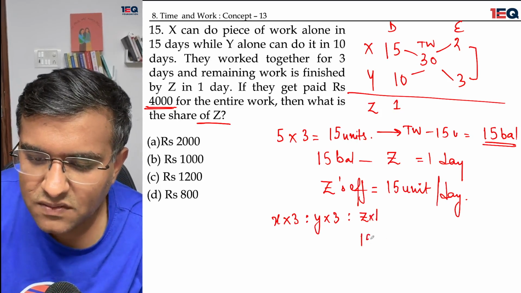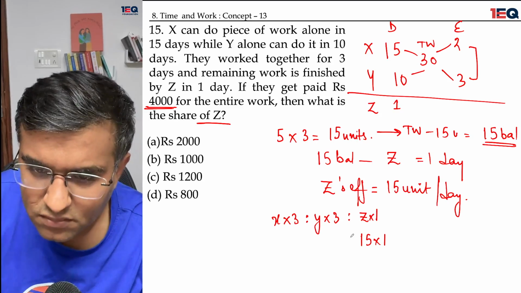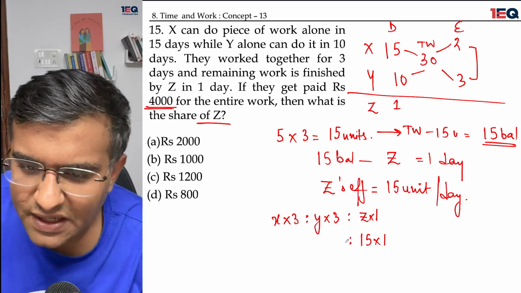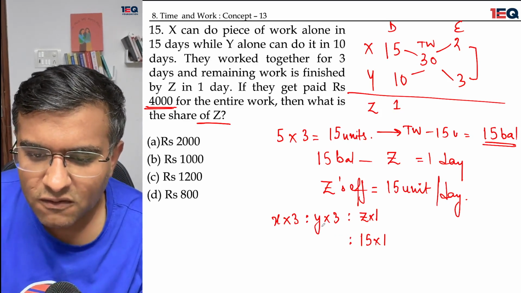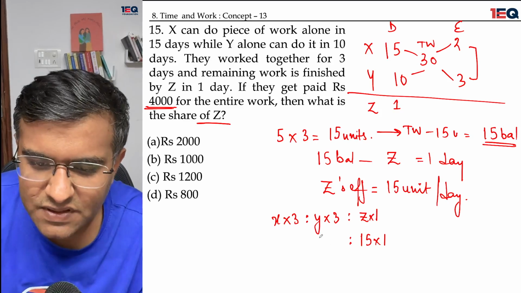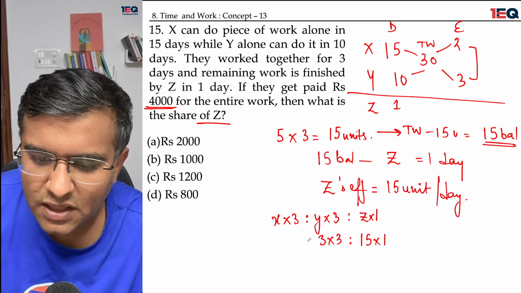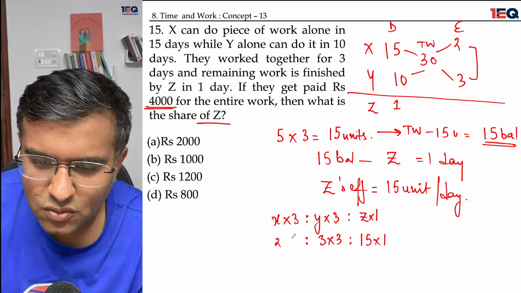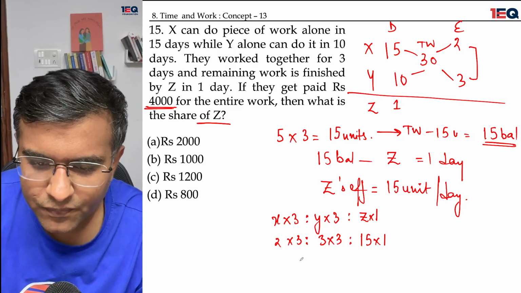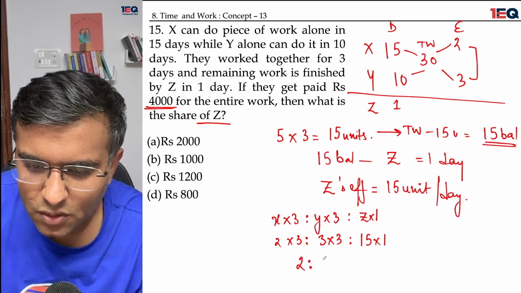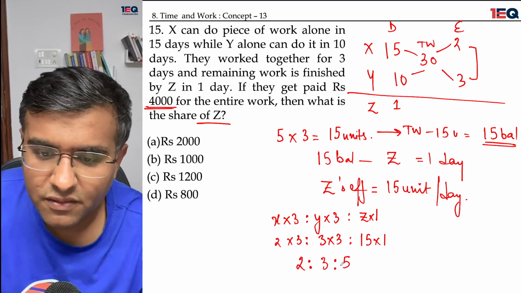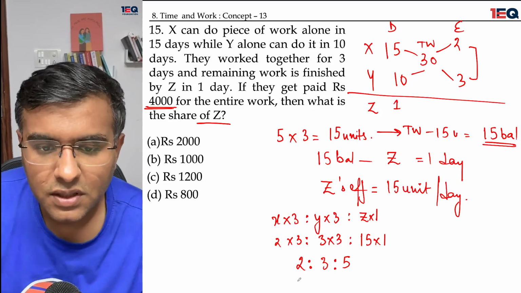The efficiency of Z was 15 multiplied by 1. This is in terms of wages, okay? I know that you're definitely understanding whatever is going on. Y is multiplied by 3. Y's efficiency was 3, so 3 into 3 is 9. X's efficiency was 2, so 2 multiplied by 3. This output would come out to be 2 is to 3 is to 5.